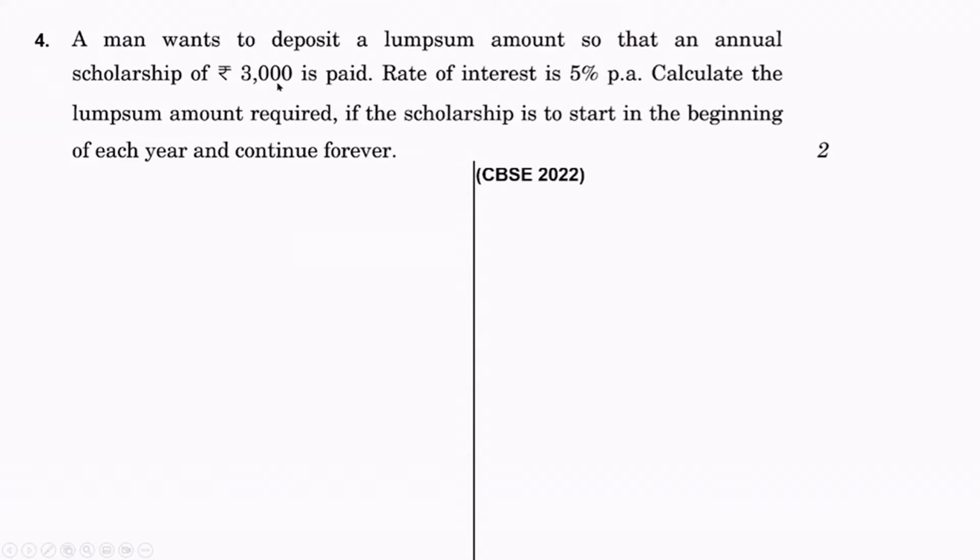Now moving on, a man wants to deposit a lump sum amount so that an annual scholarship of rupees 3,000 is paid. Rate of interest is 5% per annum. Calculate the lump sum amount required if the scholarship is to start in the beginning of each year and continue forever. So here it is finding the present value of perpetuity, but then the scholarship is going to start at the beginning of each year and continue forever. So the formula will be R plus R by I. The equal amount which is required at the beginning of each year is rupees 3,000 and rate of interest is 5%.